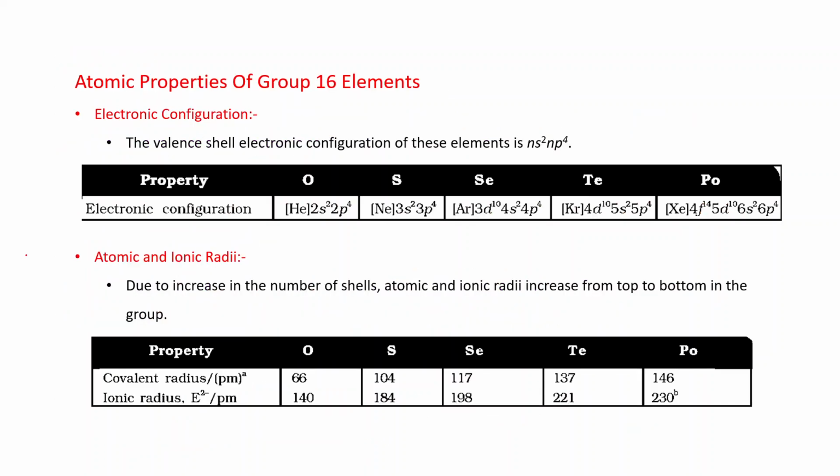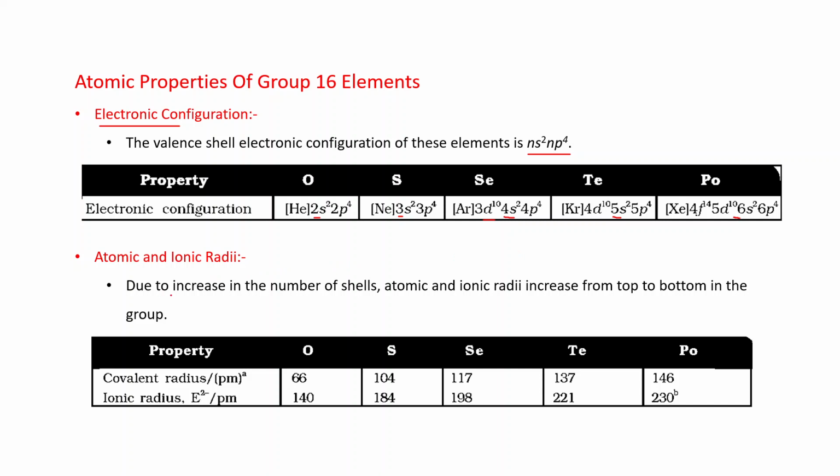Come to the atomic properties of group 16 elements. First one is electronic configuration. The valence shell electronic configuration of these elements is ns2np4. For oxygen this value of n is 2, for sulfur this is 3, for selenium this is 4, where d orbitals are also there. In tellurium, what is the value of n? This is 5, and in polonium this is 6.